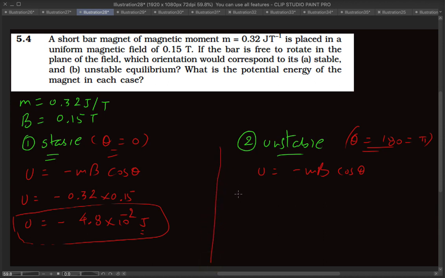is also joule. Now U is equal to minus 0.32 × 0.15 and cos pi. You are aware that cos pi is minus 1, minus minus plus, so you can directly place that 4.8 × 10^-2. So these are examples which can be solved orally as well.